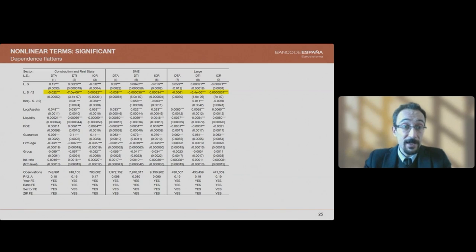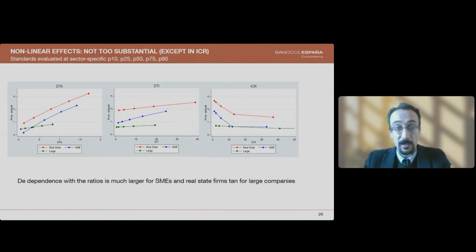The model so far was linear, but we can, of course, include nonlinear coefficients on the different lending standards, and they tend to be significant and lead to somewhat concave relations. But this is better appreciated graphically. Here, those are the predictive margins, which basically are the predicted probability of default according to the model. We see how this changes when we change the value of, here, debt to assets, here debt to income, here interest coverage ratio. And this is the model with nonlinear terms.